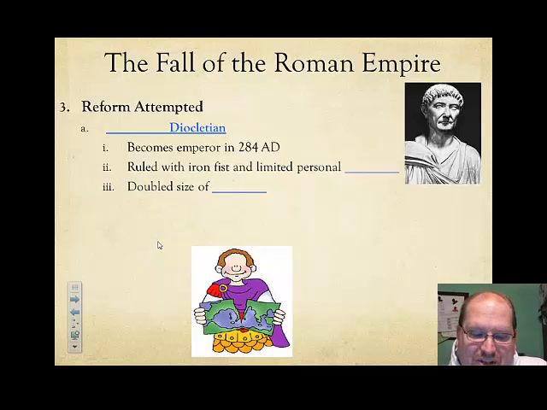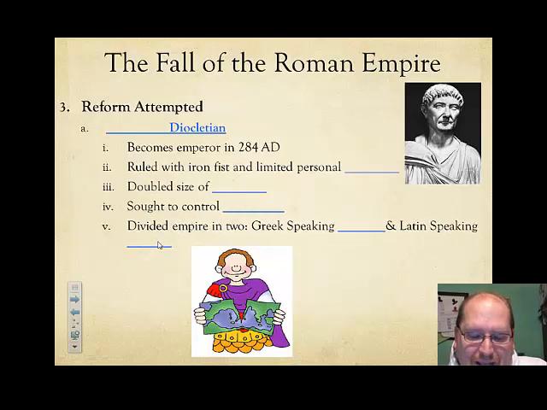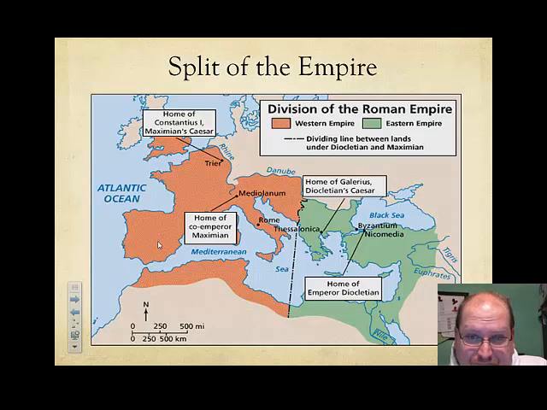Additionally, he doubled the size of the army, sought ways to control inflation, and divided the empire into two separate areas, the Greek-speaking East and the Latin-speaking West. So he realized, or it's believed he realized, that the empire was just too big for the system they had. So he decided to split it up.